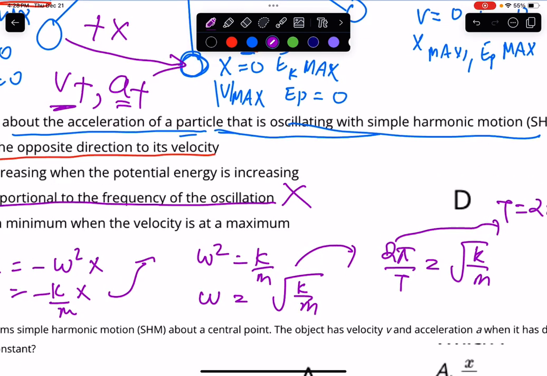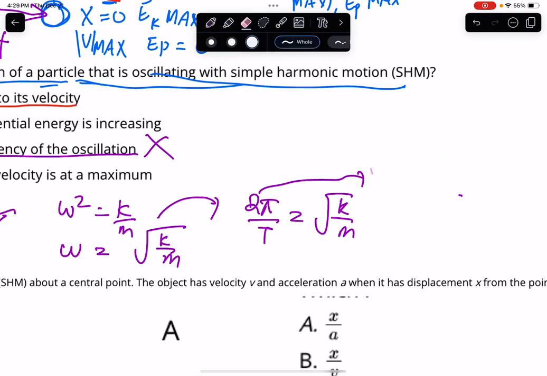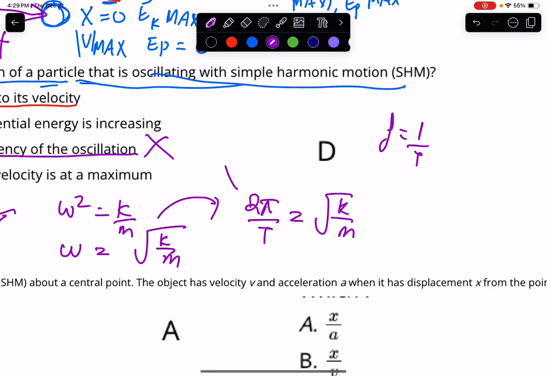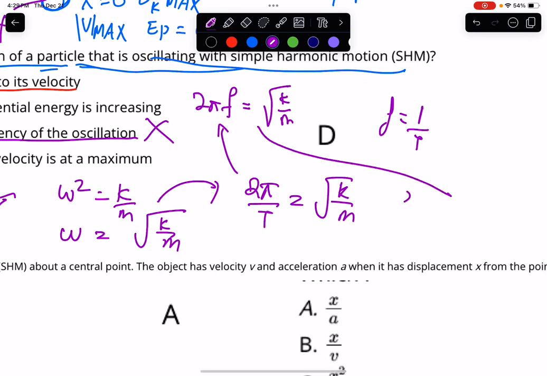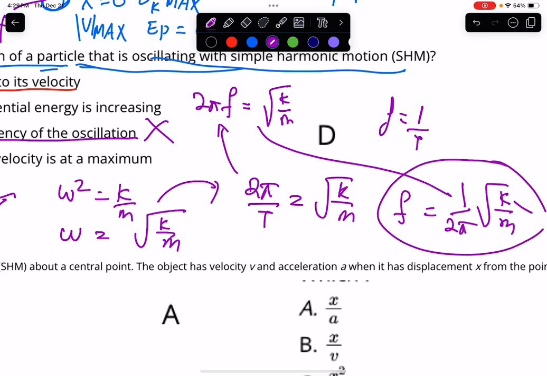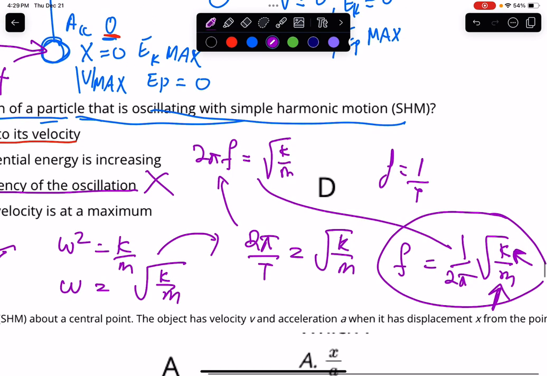And in this case, if this is 2 pi by T, we know that frequency is 1 by time period. So 2 pi by T just becomes 2 pi f. So 2 pi f is the square root of k by m. And so we can see that the frequency is 1 by 2 pi times the square root of k by m. So as you can see, the frequency only depends on the spring constant and the mass. We're talking about a mass spring system over here. So for a mass spring system, the frequency depends on the spring constant and the mass.